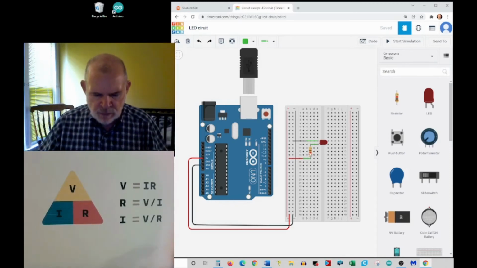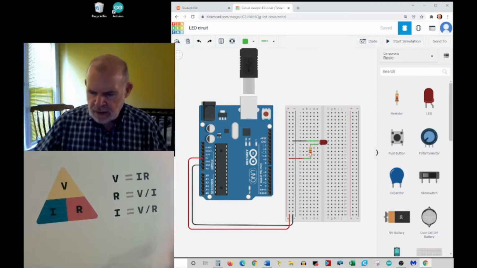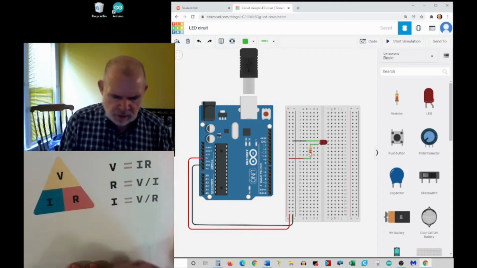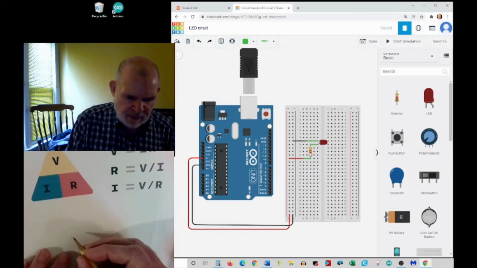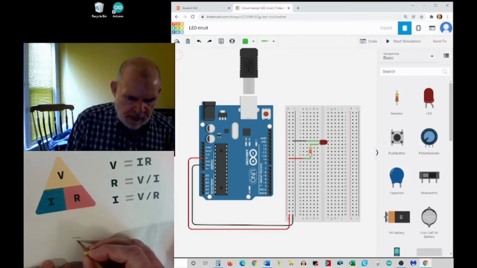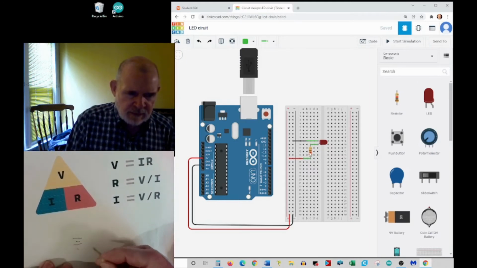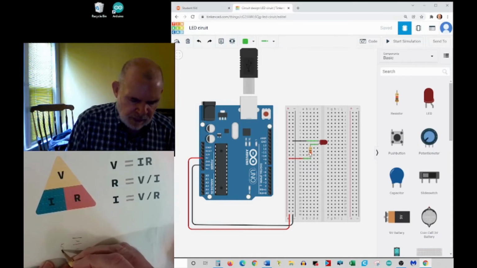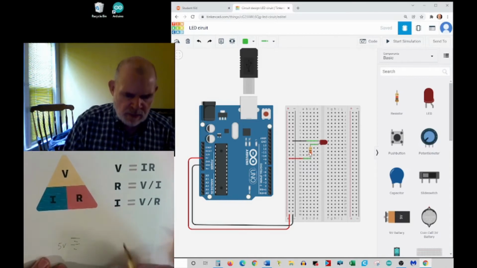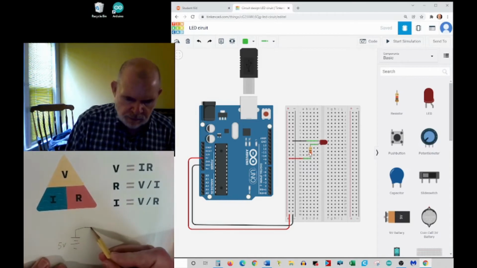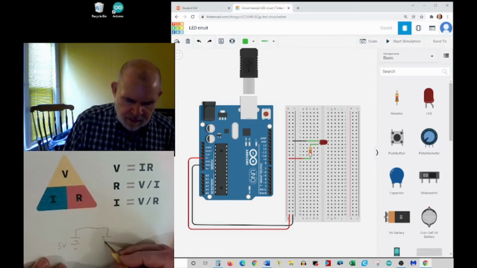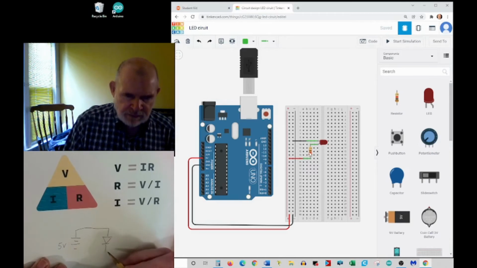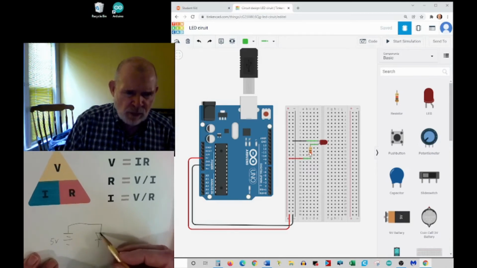Well, let me draw what I call a schematic for the circuit. They use little symbols. So let's say I have a battery I draw like this, and let's say it's a 5-volt battery. It's really the Arduino, and then it goes around here, and then it goes through a diode, which shows like this.